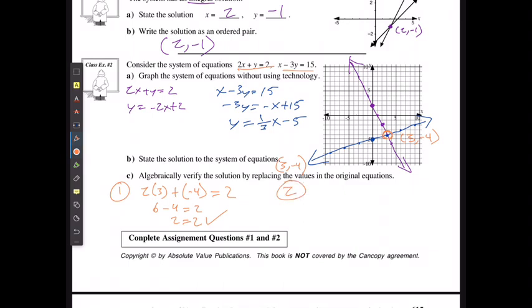Just checking for one equation doesn't work because remember, you could have infinite possibilities that work for one equation, but in this case only one is going to work for both equations. And I'm going to substitute in 3 for x again, minus 3 times negative 4 is going to be my y, is equal to 15. 3 and negative 3 times negative 4 is going to be plus 12 is equal to 15. 15 is equal to 15. And because it works for both equations, this is the correct solution.